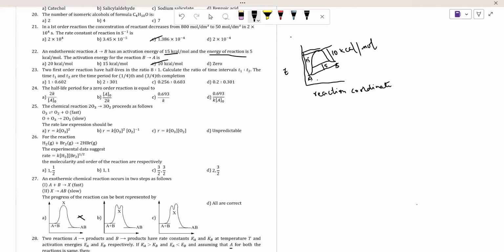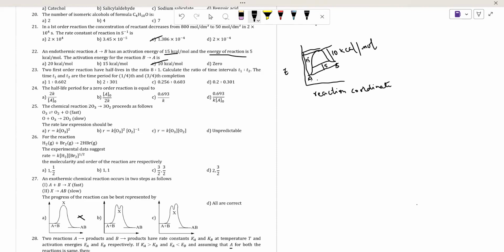Now let us take up the next question. So what is the next question, students? Quickly, two first order reactions have half-lives in the ratio 8:1. Calculate the ratio of time intervals T1 to T2. The times T1 and T2 are the time periods for 1/4 and 3/4 completion. Okay, fine.